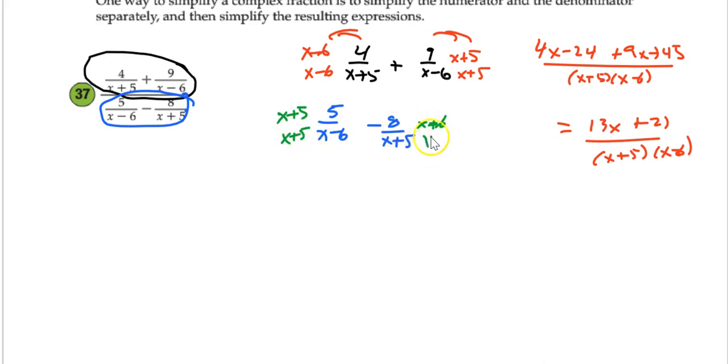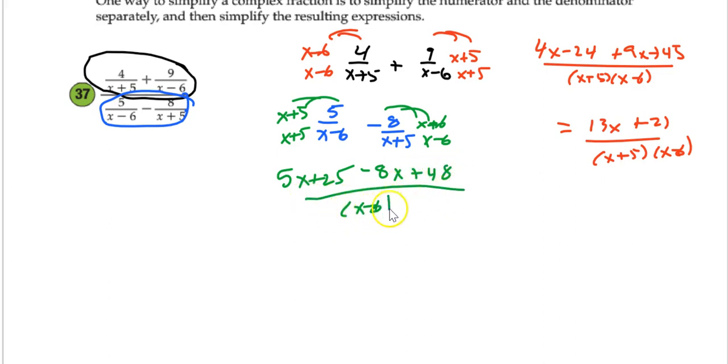Minus 6, x minus 6. It should be a minus. Distribute, you get 5x plus 25 against minus 6. So negative 8x plus 48 to the minus 6, all over the bottom.